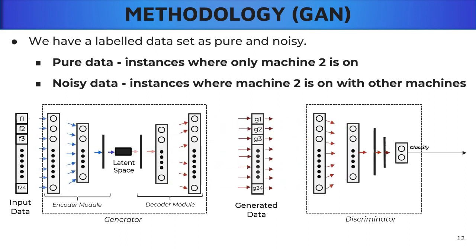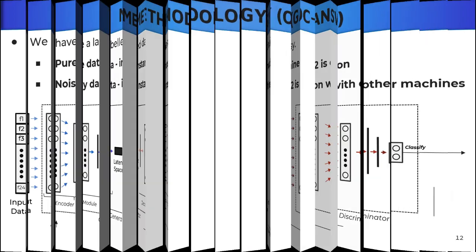Further, the classification error of the discriminator will back-propagate to the generator. Learning from the propagation loss, the generator tries to recreate the pure data as accurately as possible. Let's move on to the fault detection part.